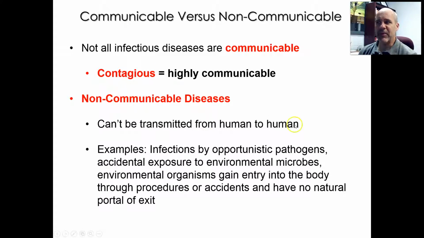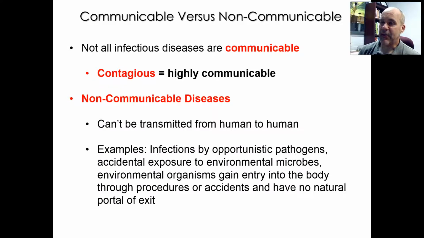A non-communicable disease is one that cannot be transmitted from human to human. Now there are lots of these. So if you have cancer, for example, that can't be spread from one person to another. That's going to be a non-communicable disease. Diabetes is a non-communicable disease. Multiple sclerosis is a non-communicable disease. So your microbial diseases are going to be the ones that are communicable or contagious.